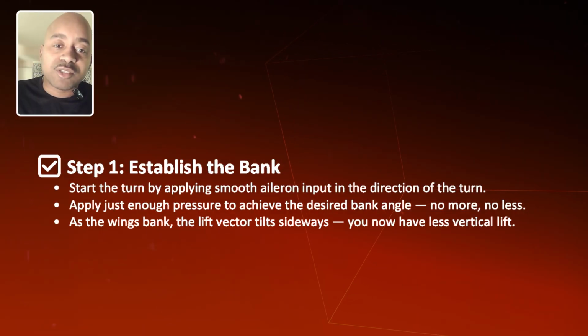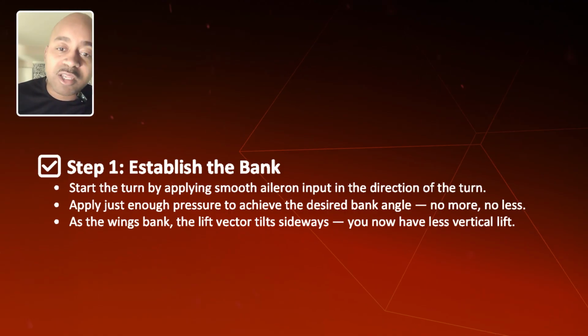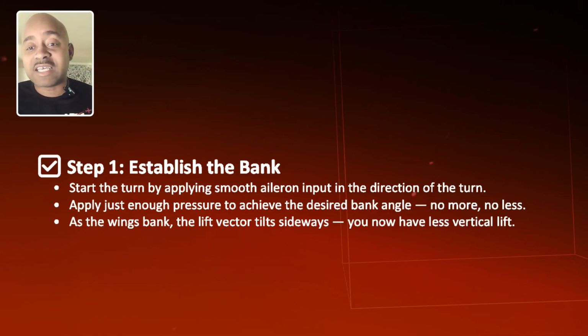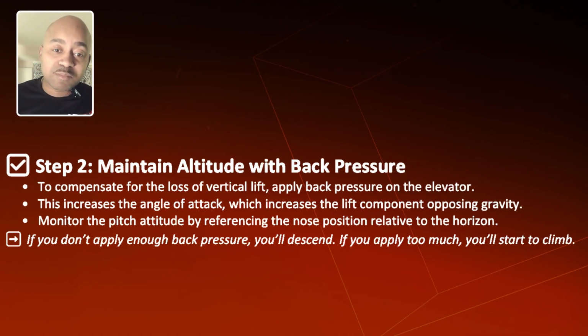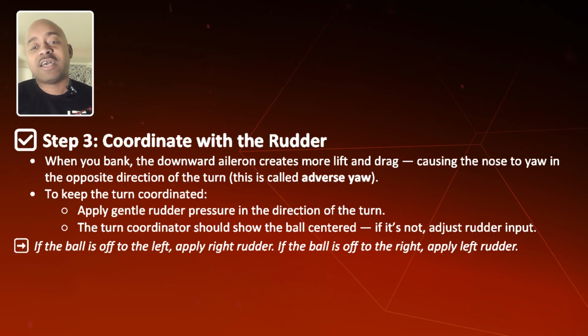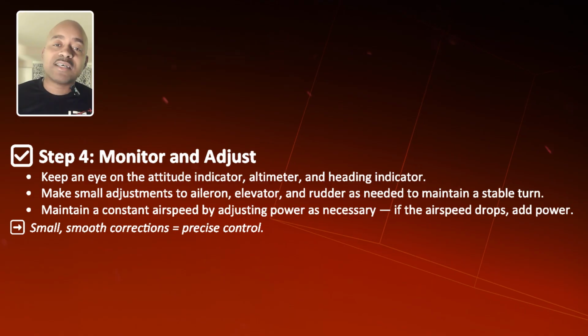So establish the bank you want. You start the turn by applying a smooth aileron input in the direction of the turn. Apply just enough pressure to achieve the desired bank angle, no more, no less. Then maintain altitude with back pressure. Get back pressure to keep the airplane in the air, and then coordinate the rudder to avoid adverse yaw. And then monitor and adjust.